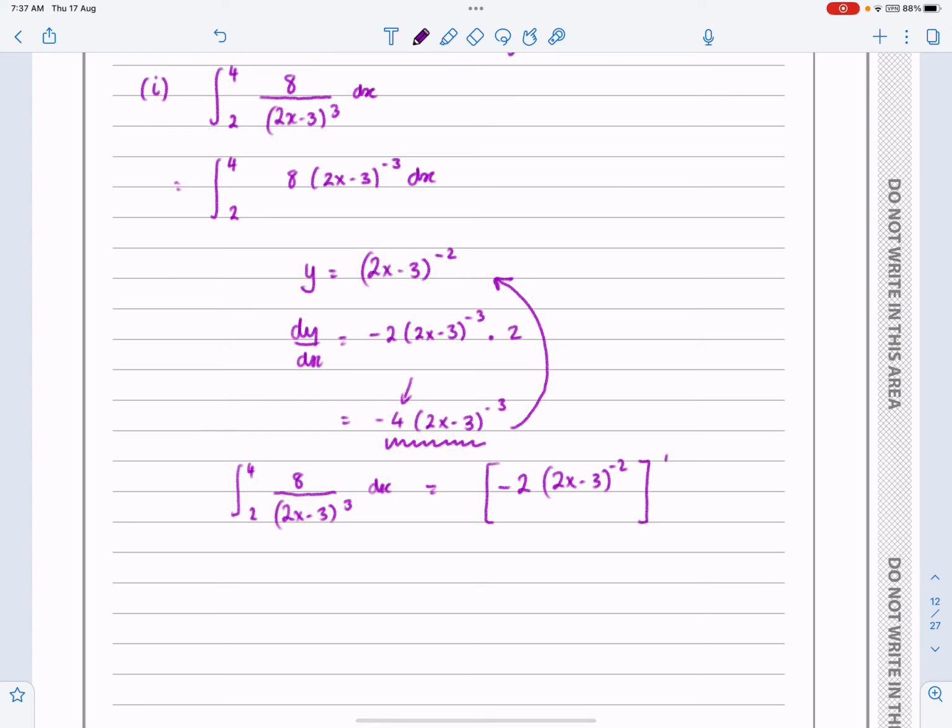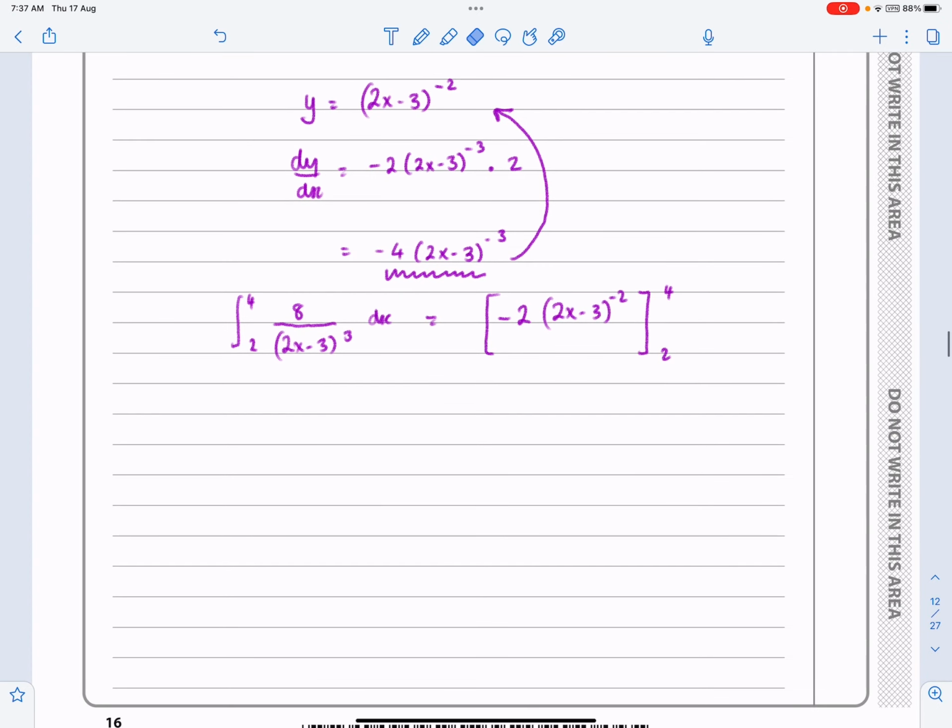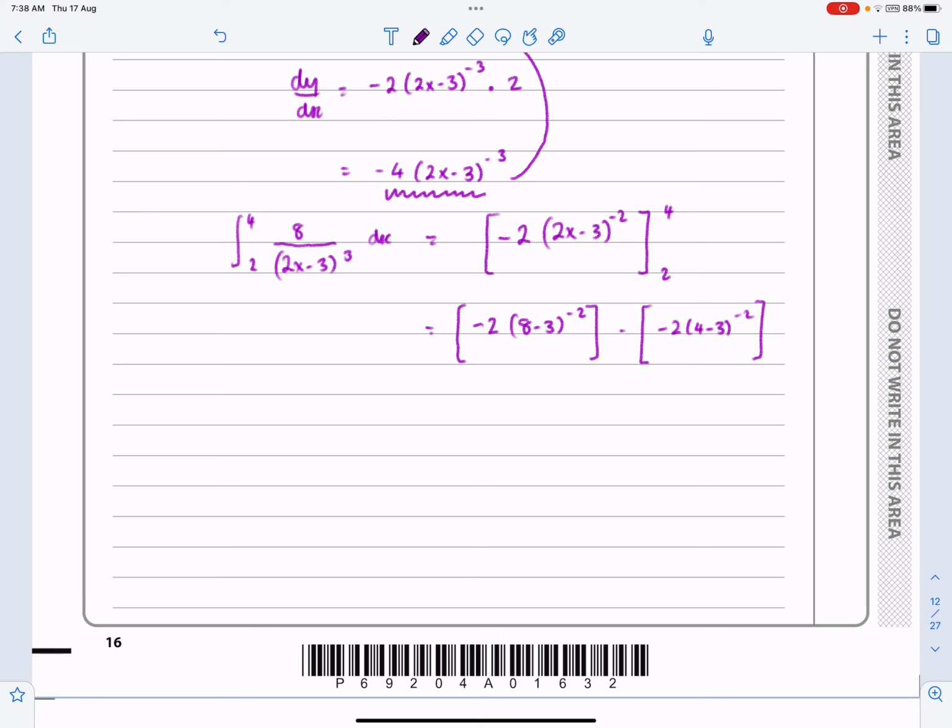And now all we need to do is finish off the question, putting the values in. Take your time over this. If I'm sticking 4 in, I'm going to get minus 2, 8 minus 3 to the minus 2. Minus, if I stick 2 in, I'm going to get minus 2, 4 minus 3 to the minus 2 here. So just take your time with it.